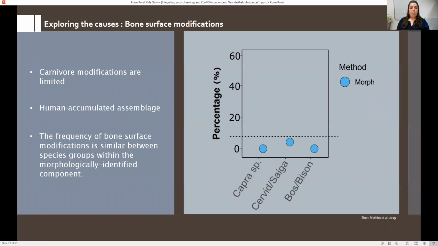When considering taphonomic processes that could have caused such fragmentation, we notice that the carnivore modifications are limited. However, there is a high abundance of human modifications such as cut marks, filleting marks, and deliberate bone fractures for marrow extraction. This last pattern is illustrated here by percussion marks. The proportion of surface modification for the morphologically identified component is similar between species. Percussion marks are absent within Capra and Bos/bison and occur at 3% within Cervids.